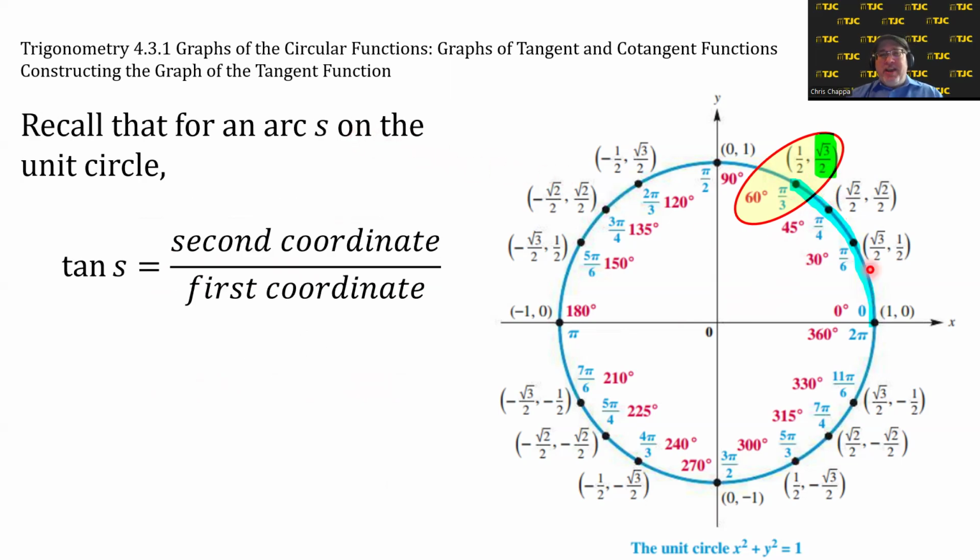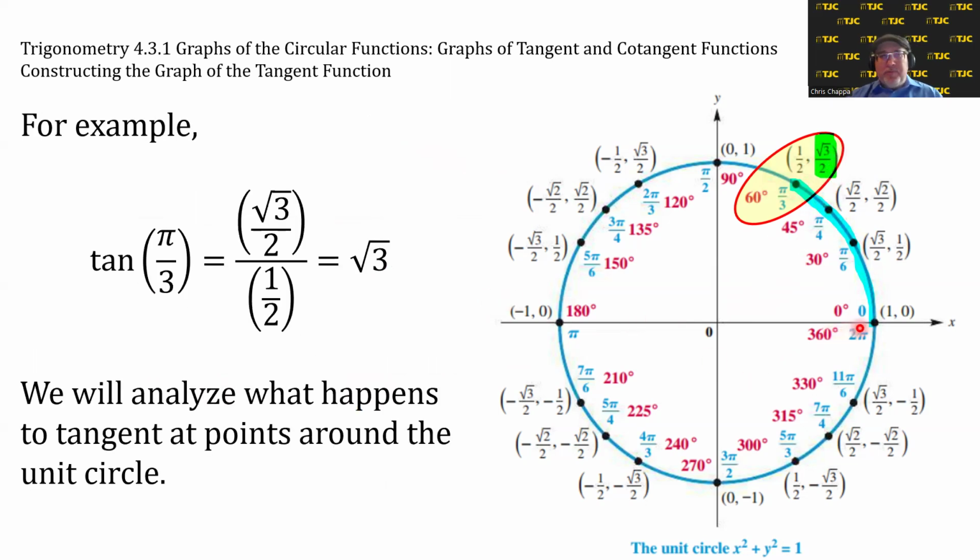Recall that for an arc S, highlighted in blue, on the unit circle, tangent of S equals the second coordinate over the first coordinate. For example, for this arc of length pi over 3, the tangent is the second coordinate over the first coordinate, square root of 3 over 2 over 1/2, which simplifies to the square root of 3. We will analyze what happens to the tangent at points around the unit circle.